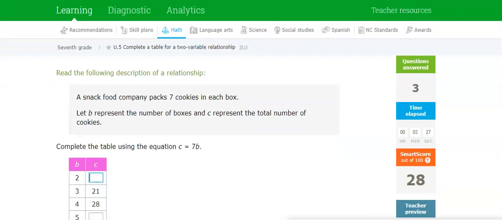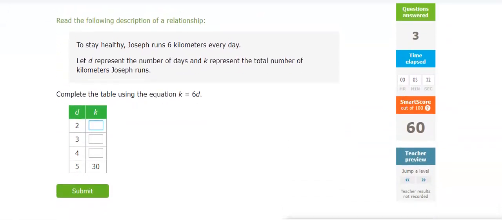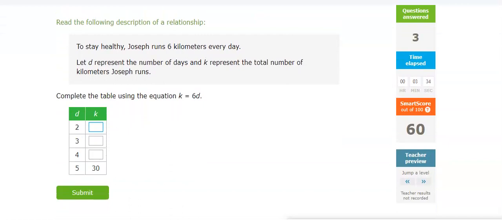Okay, let's jump a level and see what we get. Well, it still gives us the equation here. So we're looking at K and D. D is the input and K is the output. So what we're looking at is D is multiplied times 6 to get this column. So 5 times 6 is 30. So we would multiply 4 times 6 to get 24. 3 times 6, and 2 times 6 to complete our table.